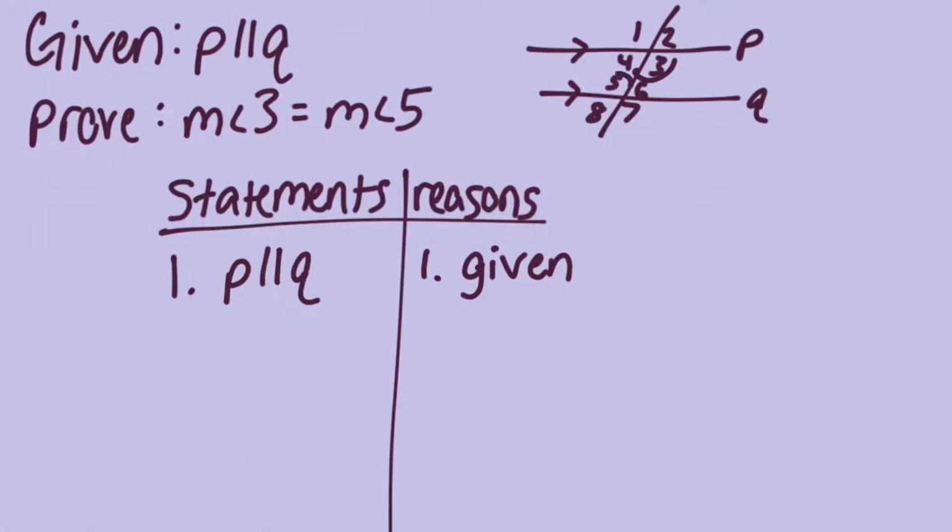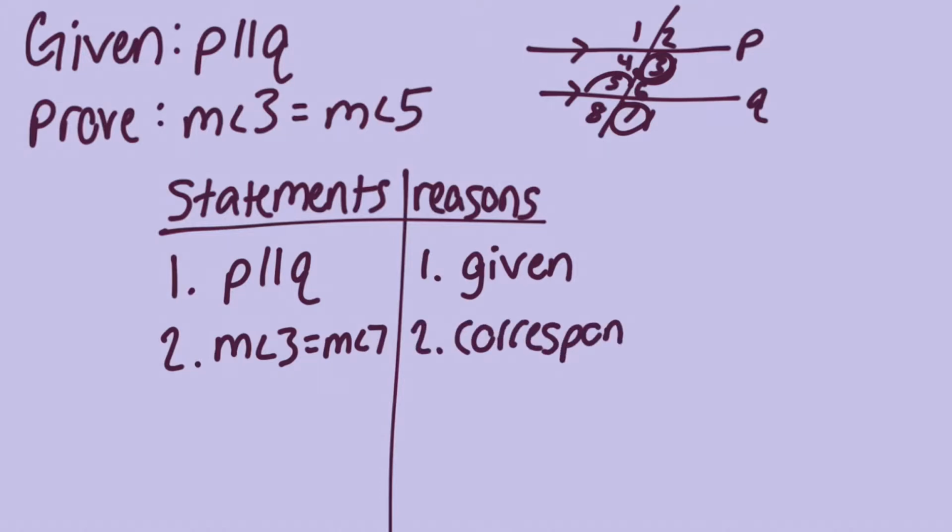Then we want to pick either angle 3 or angle 5. I'm going to choose angle 3 to start with, and I'm going to find an angle that is congruent to it. It's congruent to a lot of angles here. I'm just going to say it's congruent to angle 7. So the measure of angle 3 is equal to the measure of angle 7. And that's true because they're corresponding angles.